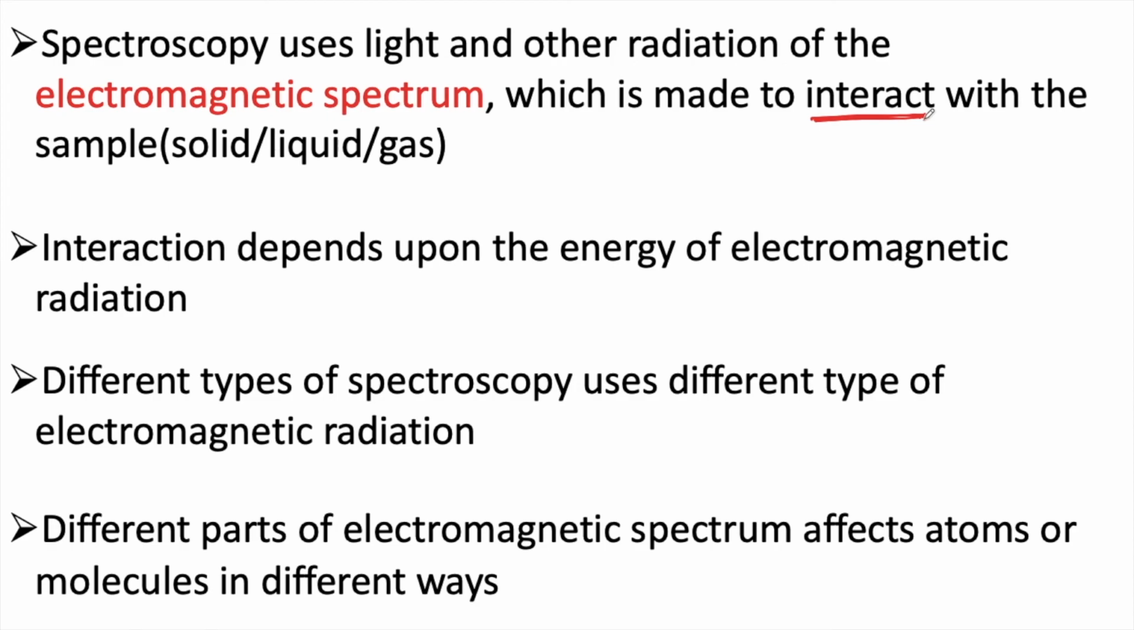Second, the interaction depends upon the energy of electromagnetic radiations. Different types of spectroscopy use different types of electromagnetic radiation. For example, we said that NMR spectroscopy makes use of radio waves. Different parts of the electromagnetic spectrum affect atoms or molecules in different ways. For example, we said that molecular rotations can take place and molecular vibrations can happen. All these types of changes we can notice when the interaction takes place.